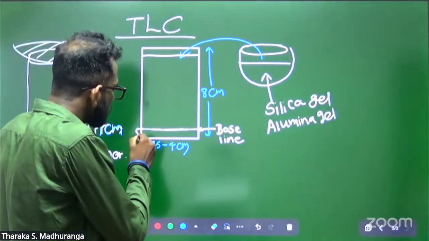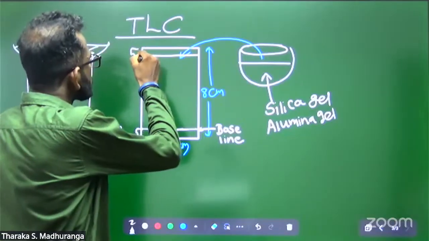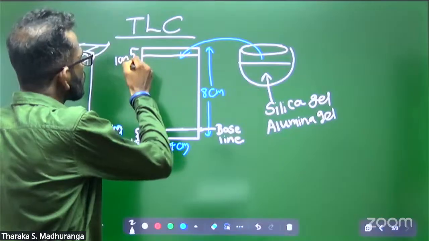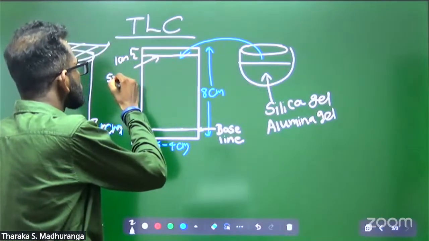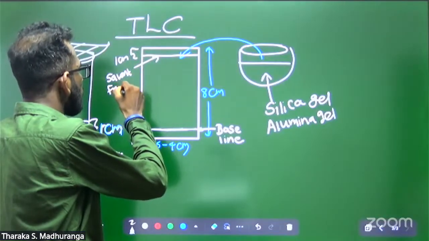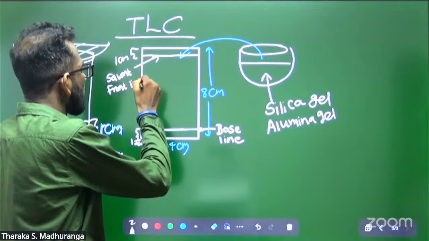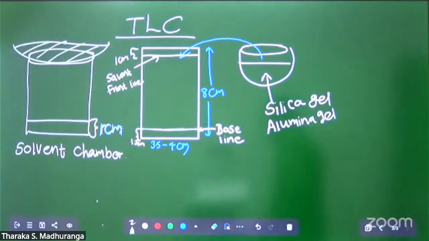That is 1.5 centimeter. This is 1 centimeter. Now you already know this is the solvent front line.